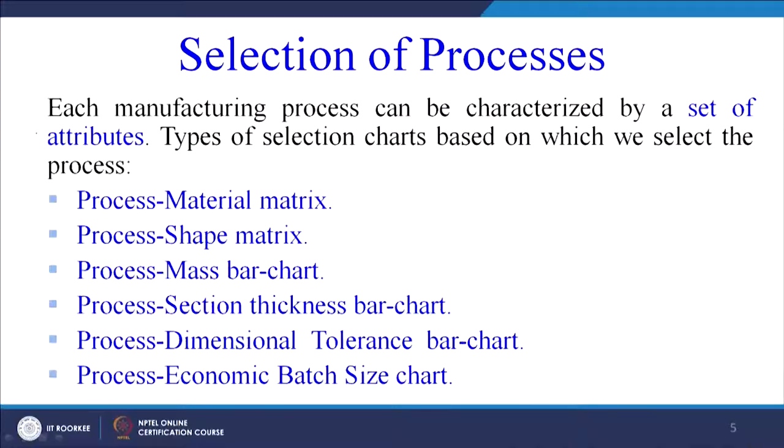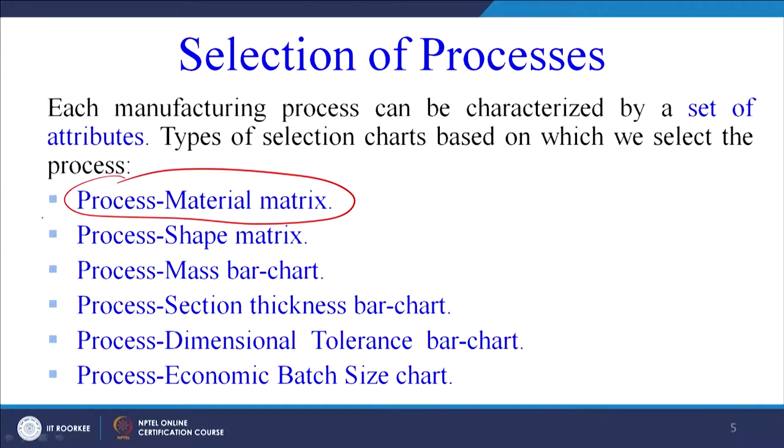So, we have to select our processes, we have to select our materials, and there are standard guidelines for that, and this matrix that we have seen in the previous slide, that can be clubbed as a process material matrix, because the processes were there in the various columns, the materials were there in the different rows, and there was a correlation between the two in terms of which, for which material which process is widely used.